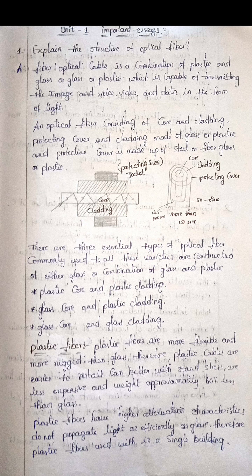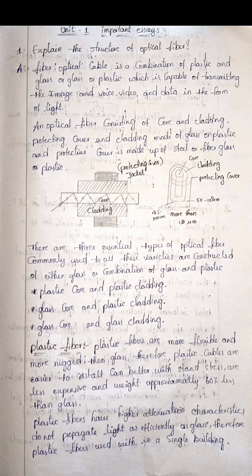There are three essential types of optical fiber commonly used. These varieties are constructed of either glass or a combination of glass and plastic. The three types are: plastic core and plastic cladding, glass core and plastic cladding, and glass core and glass cladding. First, the plastic fiber, with a plastic core and plastic cladding.